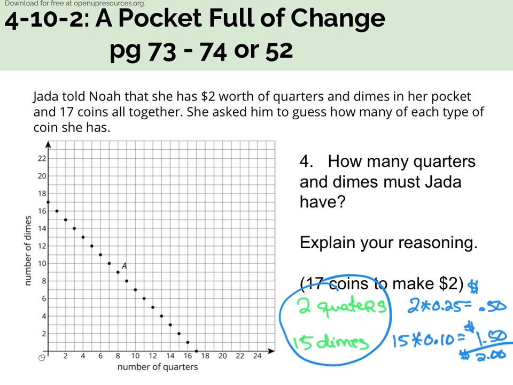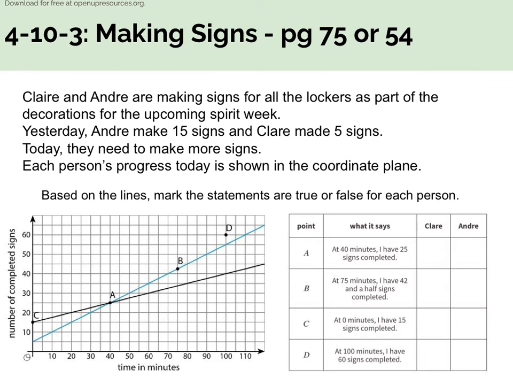So notice how that is actually a combination of different things. This point right here is 2, 15: 2 quarters and 15 dimes. So that is an answer to the table that we did at the beginning, where we're putting in those combinations of different things. It's $2, a combination of 17 coins, but it has to be $2 total. So let's go ahead and turn to page 75 or 54.